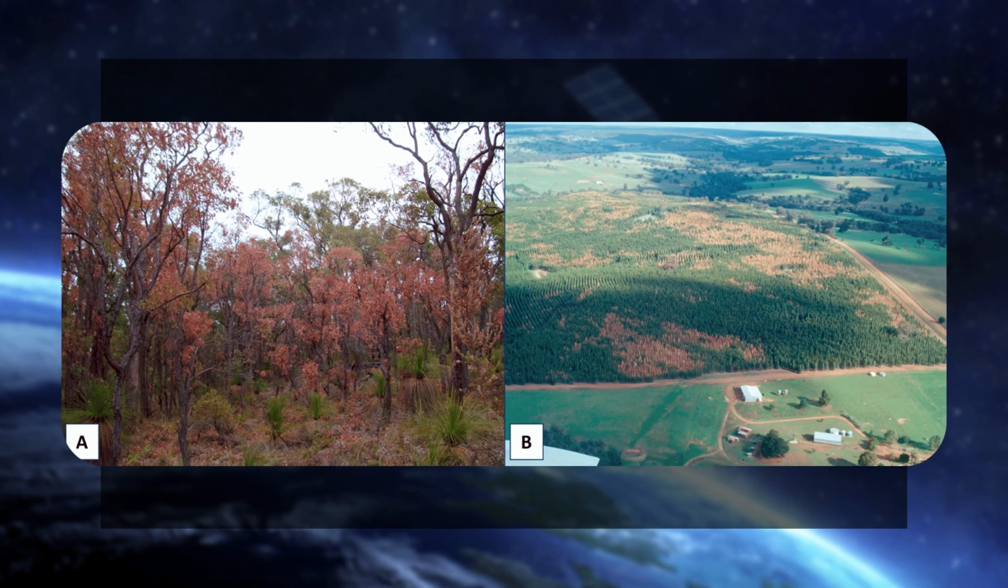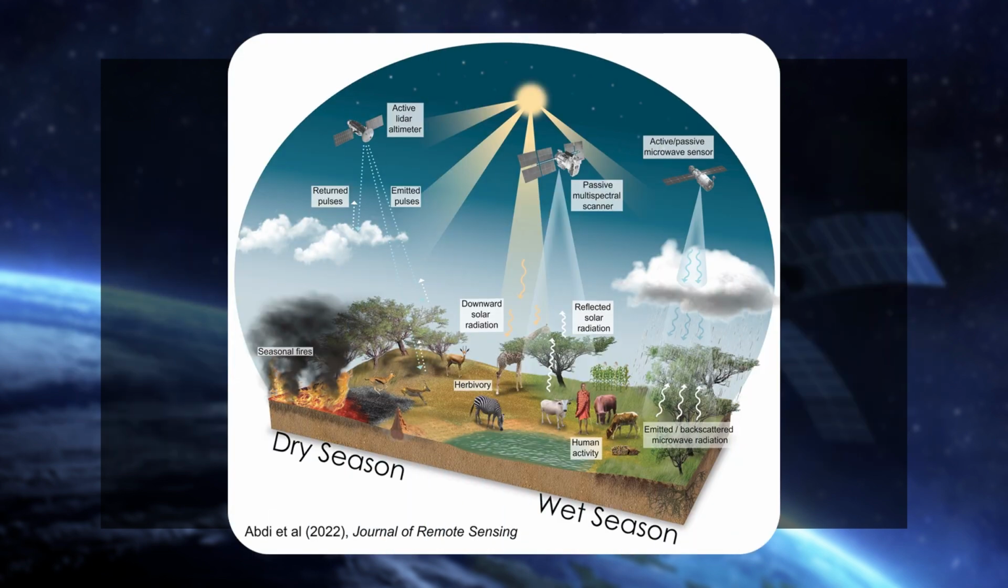Additionally, by monitoring vegetation health, remote sensing can detect early signs of ecosystem stress such as drought, disease or pollution, allowing for timely interventions.